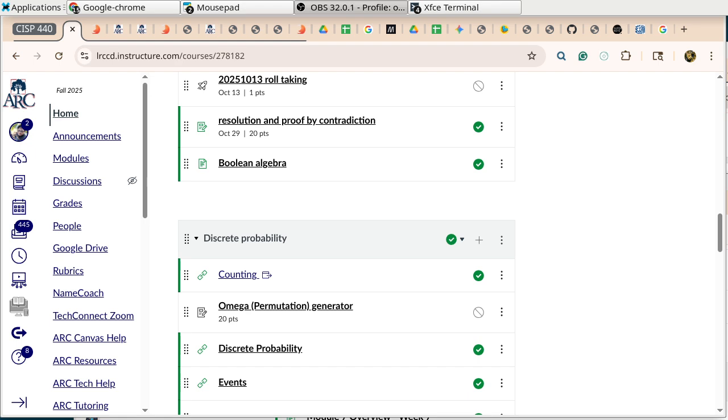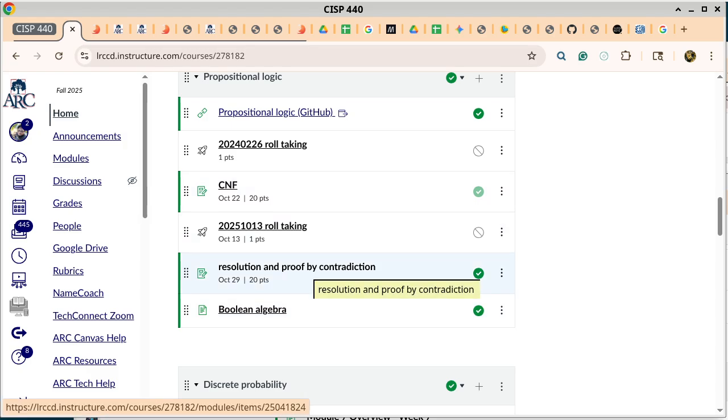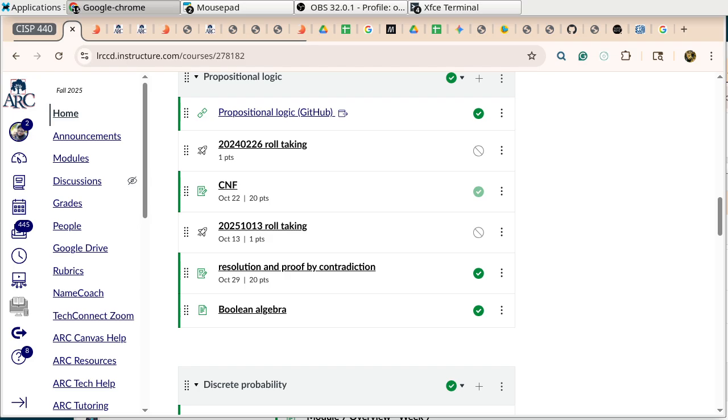All right, so I'm a little bit late, but at least I don't forget. In order to start with the resolution and proof by contradiction assignment, well, I wouldn't say to start, but in order to finish it, you need to know the solution of the CNF homework assignment, and here it is.